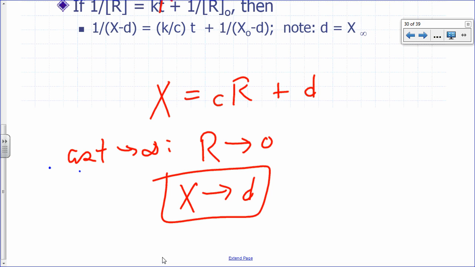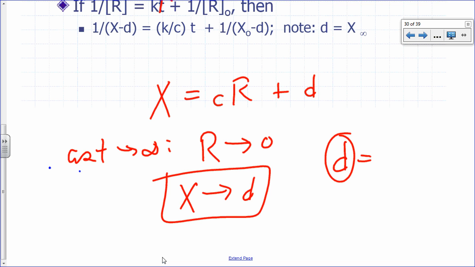So what do we do then to determine the value of d? You wait until infinite time and make your measurement for x, right? And so how do you wait an infinite amount of time? You can't, but for reactions that are sufficiently fast, what you would do is you would wait one day or 1 week later, you make your final measurement.